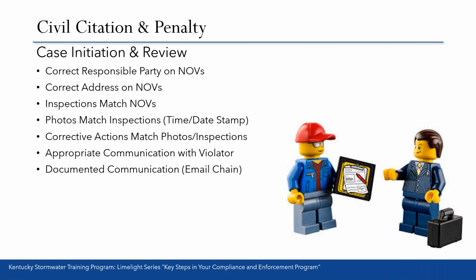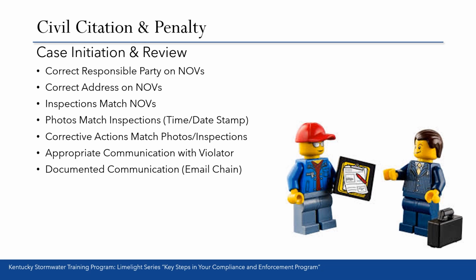The civil citation officer will then start a case initiation and review. We'll make sure that we go through all of that information. Is the correct responsible party noticed on the NOV? Do we have a correct address? Do the inspections match the NOVs? Do those photos match the inspections? Remember, time and date stamp. Are the corrective actions matching what they're requesting?